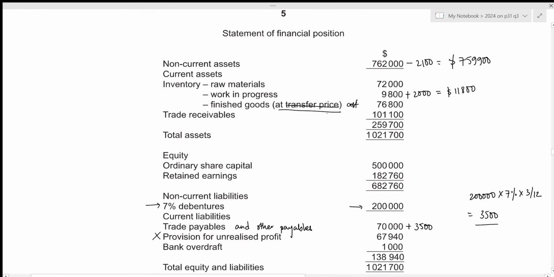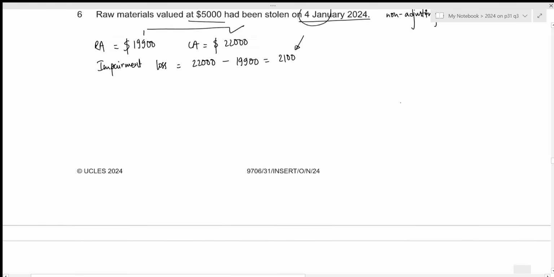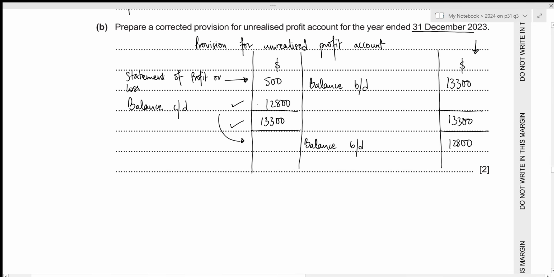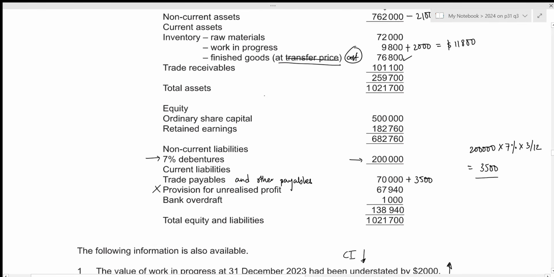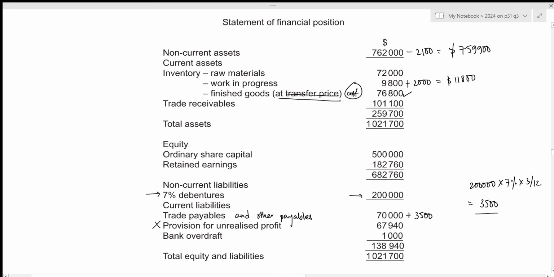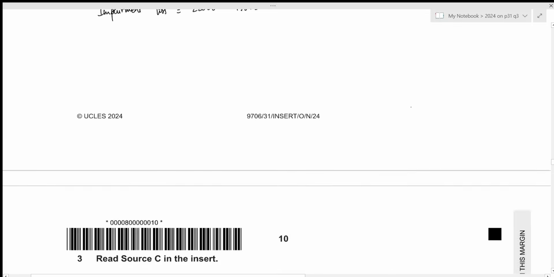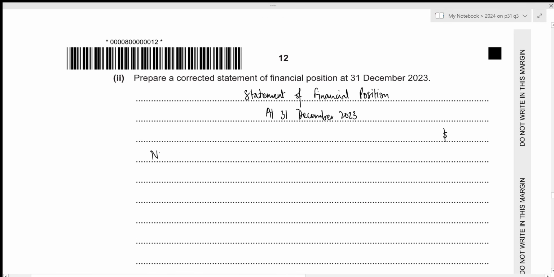And remember, the finished goods should be shown at its cost. So we first write it down at its transfer price. Then we need to subtract the profit associated with it, which we have calculated right here, 12,800. Then we need to show it at its cost, and there was no changes to the trade receivable, so we can still include it at the value of 101,100. Okay, let's finish our asset section. So we start with the non-current assets. After impairment loss, the value was 759,900.